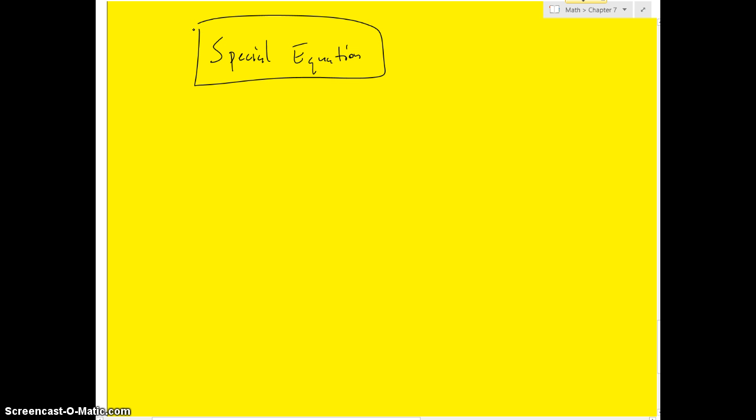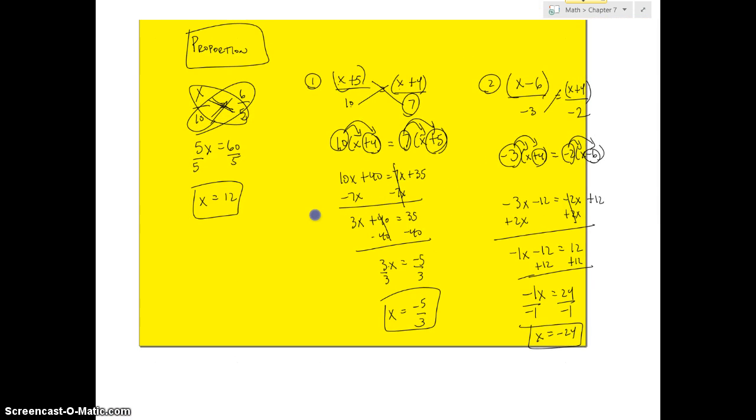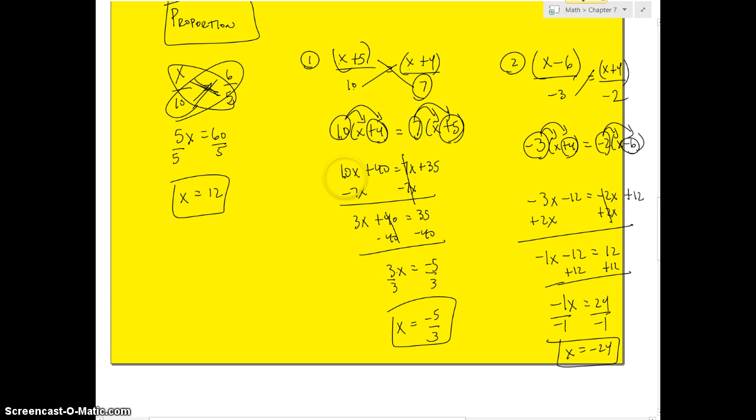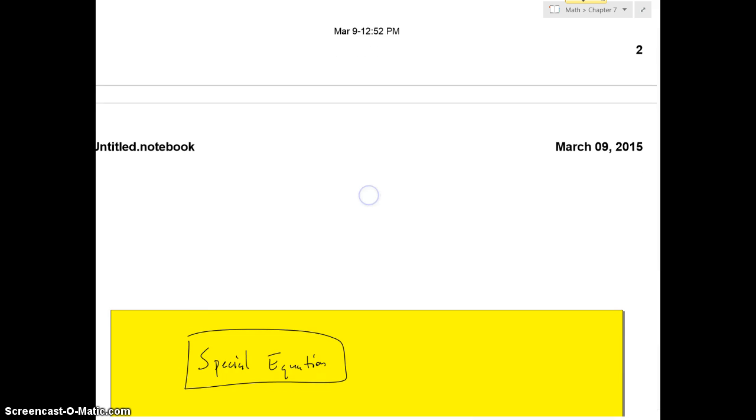Last thing I want to show you, and we'll call this a special equation. It's when all you have is a variable term on both sides. So it's when you have 3x equals 10x. Well, there are two ways to think about this. The first way, algebraically, you would say, well, how do I get my variable terms to one side? Well, if you look up here, we added or subtracted, right? We had 10x and 7x, so we subtracted the 7x. Or we subtract the other.